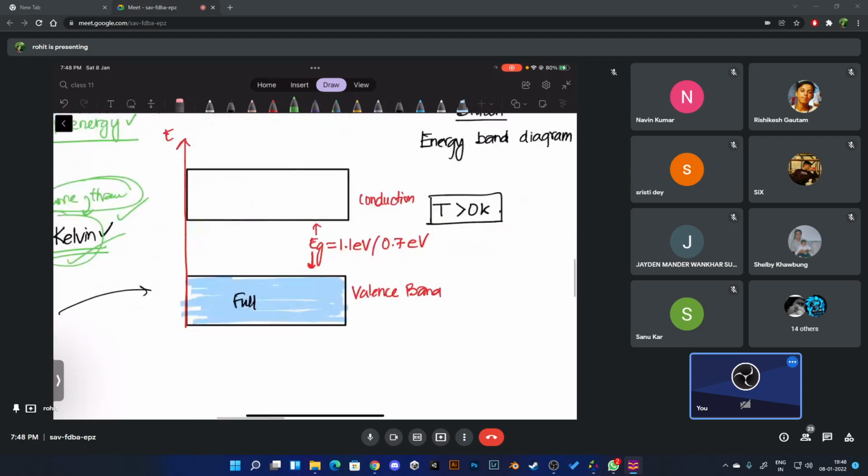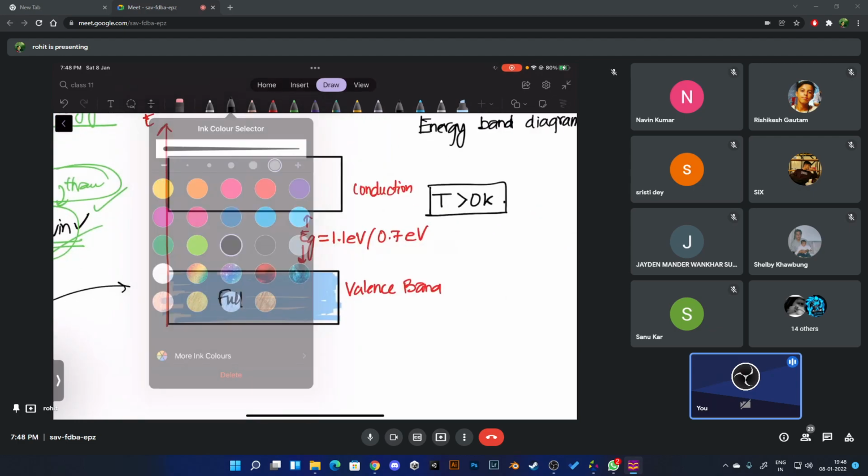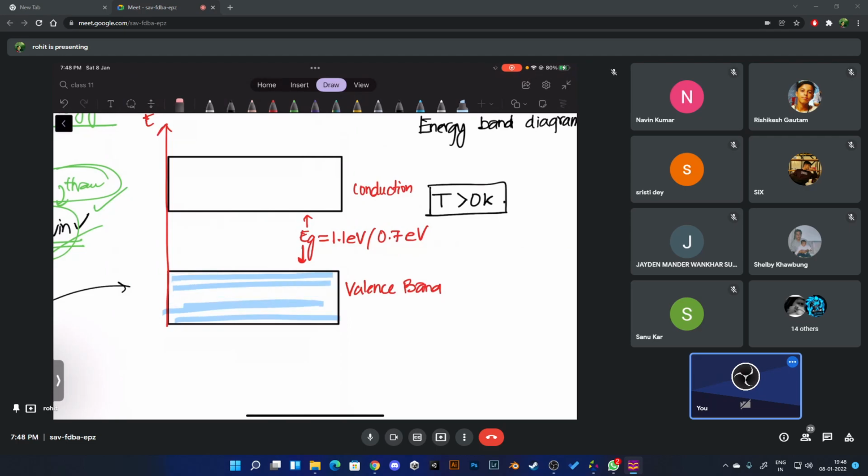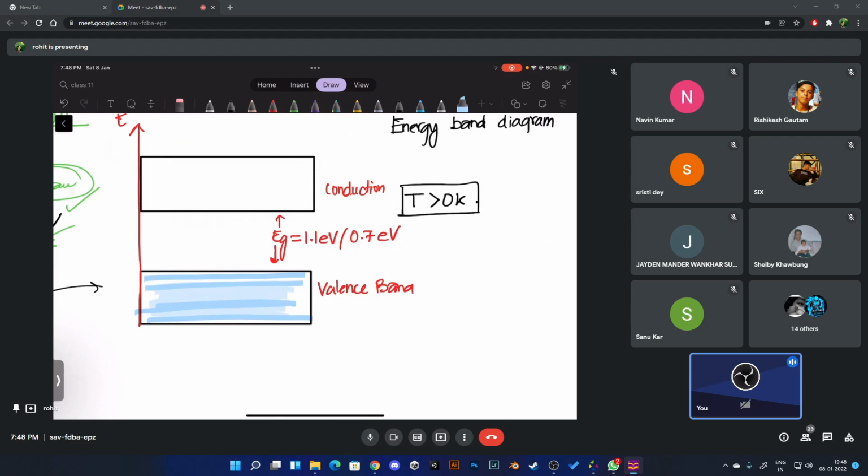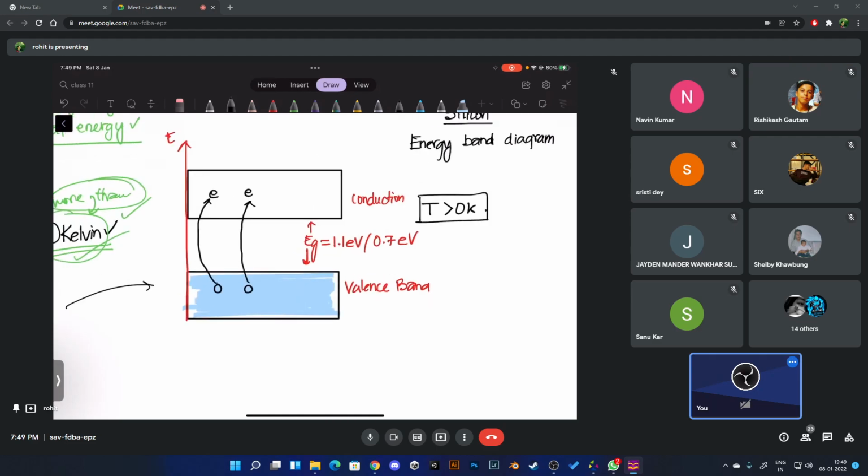Now you tell me, can I say the valence band is full or not full? Are all the electrons in the valence shell, or have some of them left the valence shell? They have left, so there are gaps in the valence band. That means those electrons have reached the conduction band. Are these electrons free or not free? Free, because they are not in the covalent bond anymore.